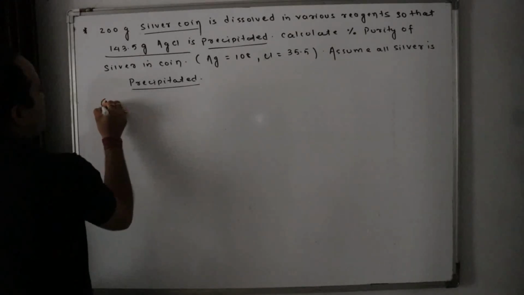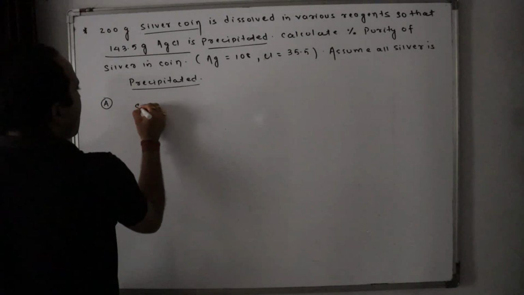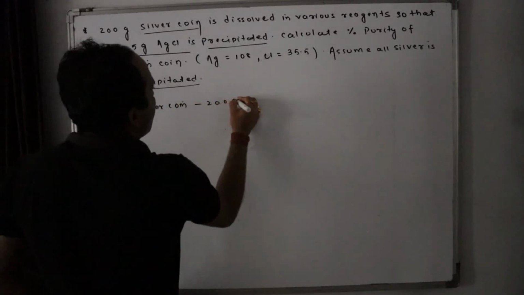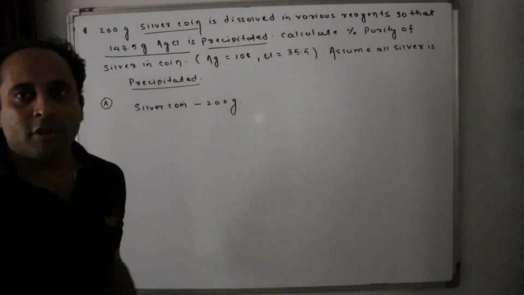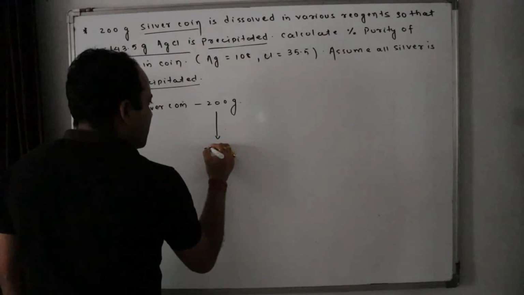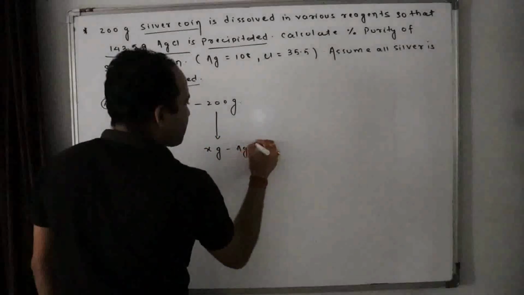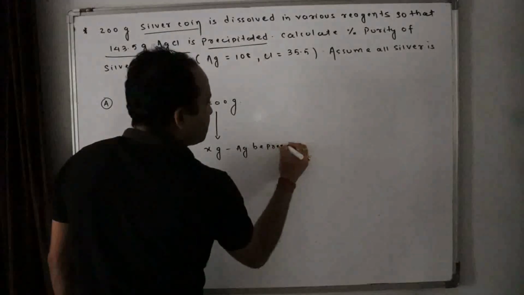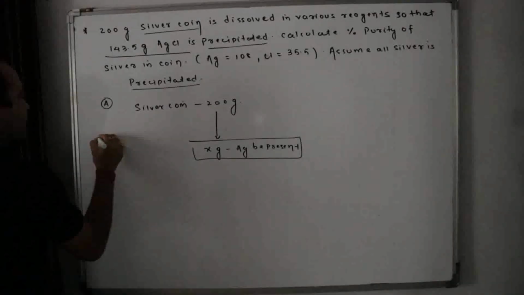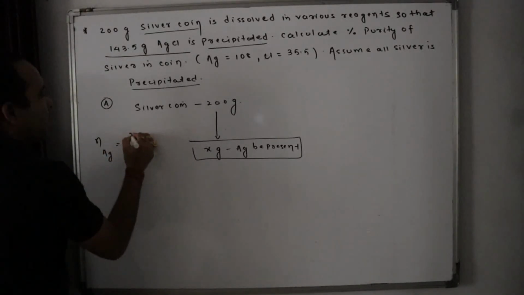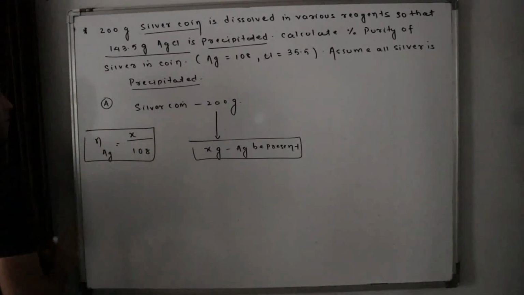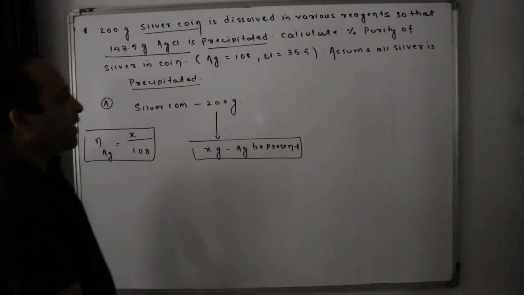Okay, solution. So we have got silver coin. How much? 200 gram, isn't it? Now, let from this 200 gram, x gram silver be present. Now number of moles of silver, how much? Mass in gram by molar mass, x by 108. Is this the number of moles of silver? Say yes or no?